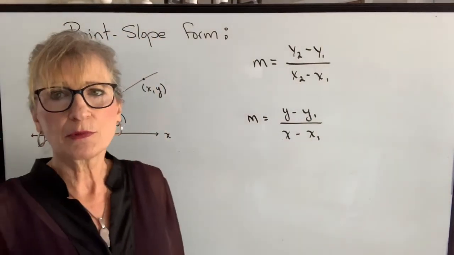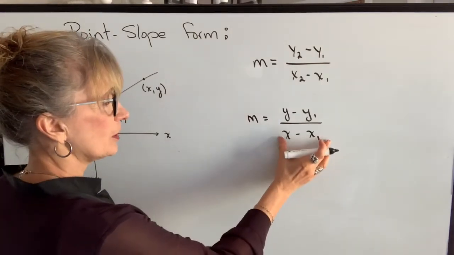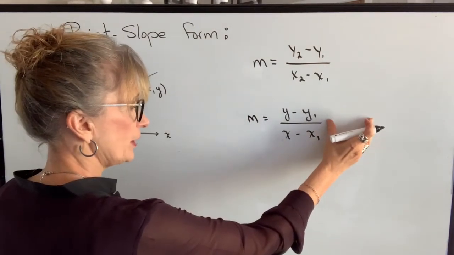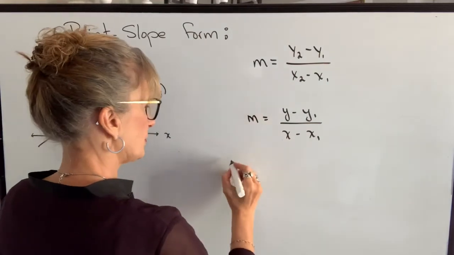Then what I'm going to do is multiply both sides of the equation by this denominator. So I'm just going to multiply this side of the equation by it, and it will cancel. And then I'm going to multiply this side by it.